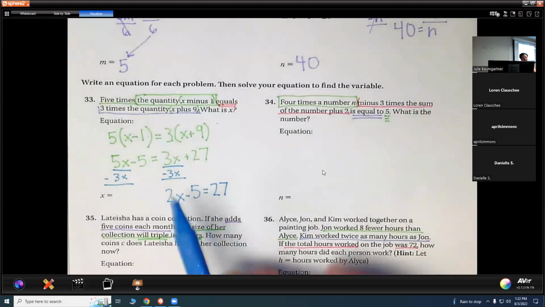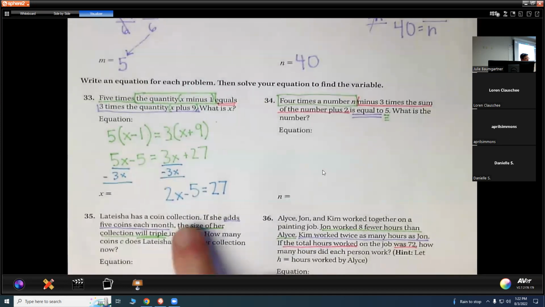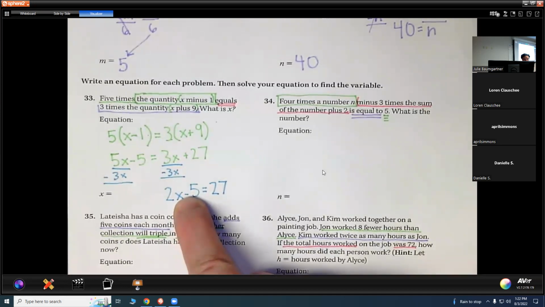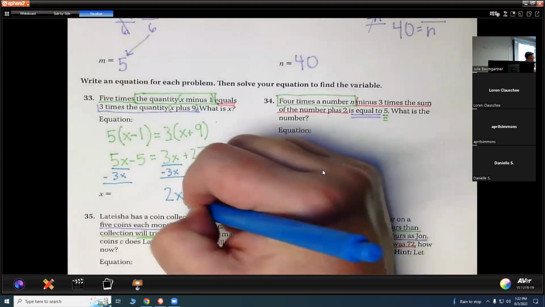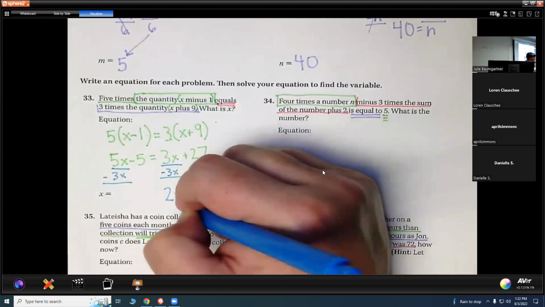Okay, what's my next step now that I've got 2x minus 5 equals 27? Subtract 5 from both sides. Not, it's already subtracted, right? Minus 5. So you're going to add 5 to both sides. There you go. No worries. Good.